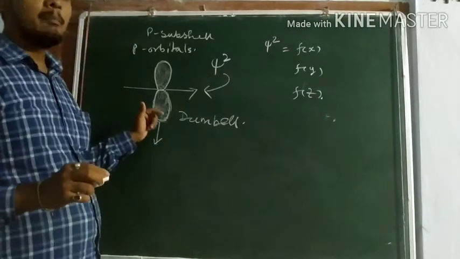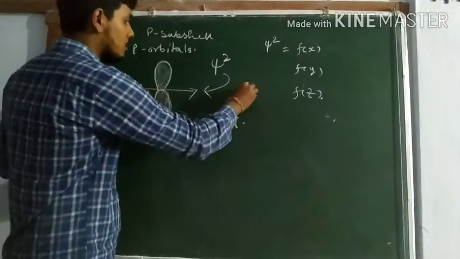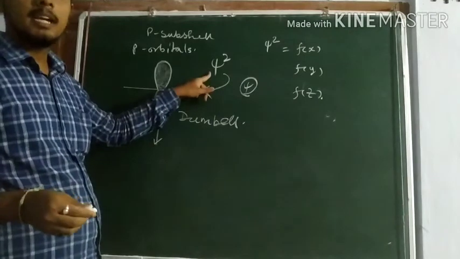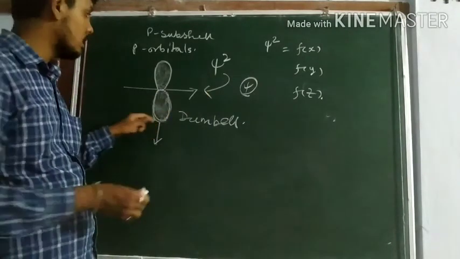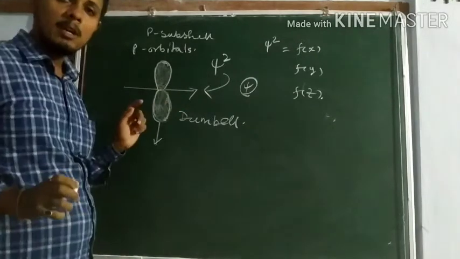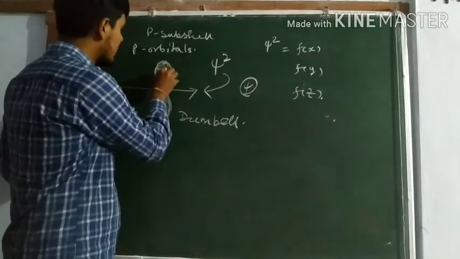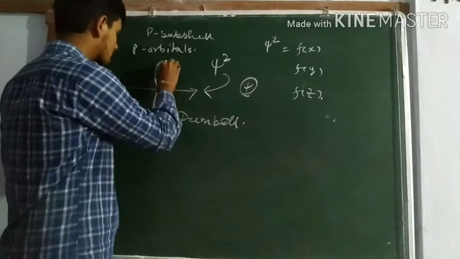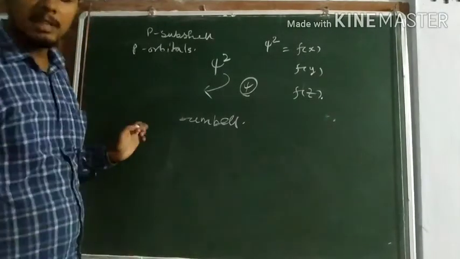Now, why a dumbbell shape? Because if I solve for psi for a p orbital, and square psi and plot psi square, I get a shape like this. This plot shows that the electron of a p orbital can be anywhere inside this dumbbell. Okay, so to be more clear, it should be like this. So it is like a dumbbell shape.